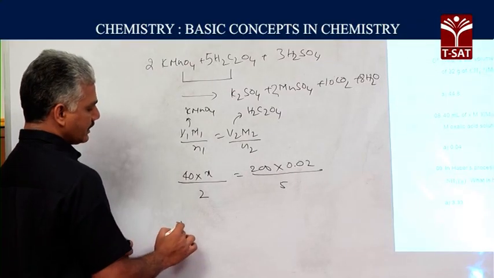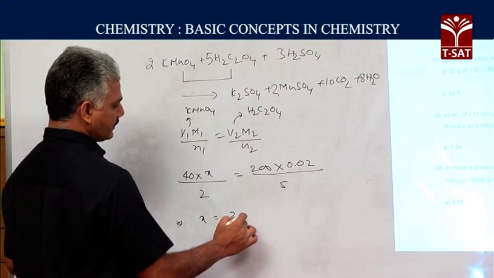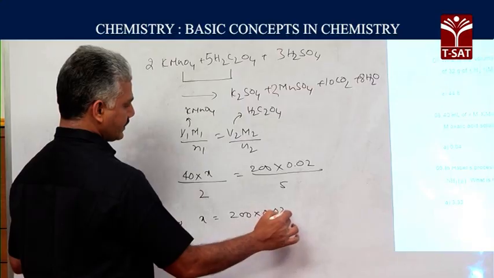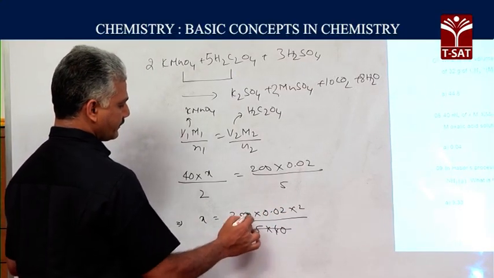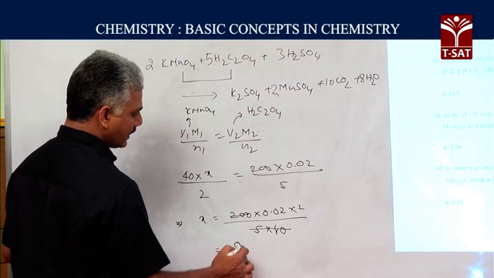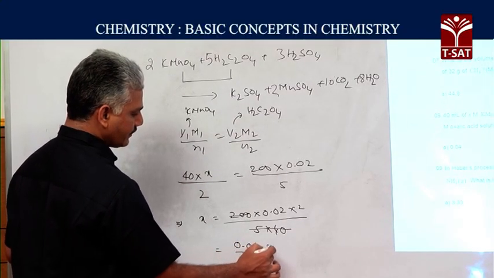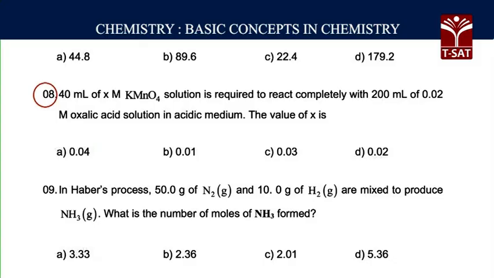So, from this, X is equal to 200 into 0.02 into 2 by 5 into 40. The value comes out to 0.04 M. So, the first option will be taken as the correct answer for question number 8.